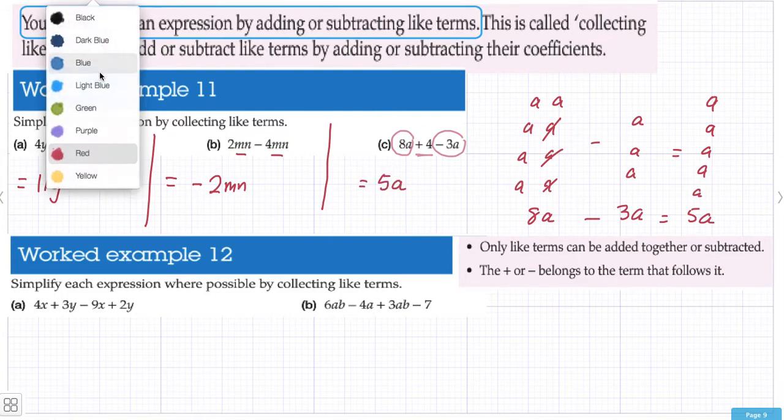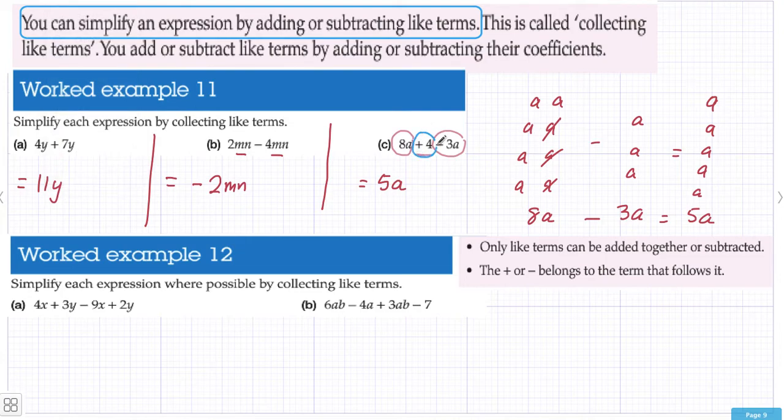And you'll notice I didn't actually do anything with this thing because it wasn't involved. It wasn't the same. So because I did nothing with it, I literally just write it down after the bit that I did. So I collected the bits together that were like terms, and then any other bits that we didn't do anything with, you just write them down. So that's the first part.